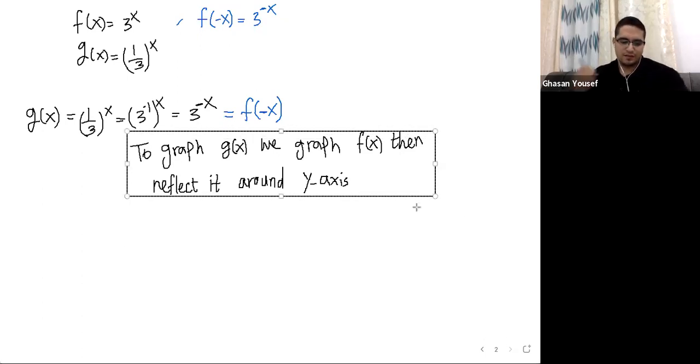Is it clear what we did here? So now we know what the relation is. Can you please explain only this part? Okay. So the function g of x equals 1 over 3^x, right?